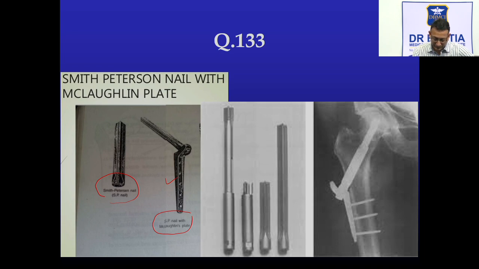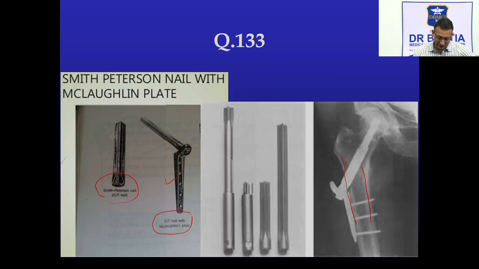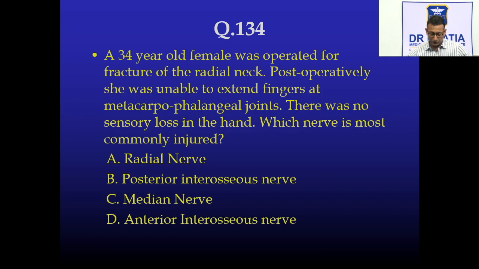Now you can see this nail is not being put into the medullary cavity or medullary canal of this bone. That's why this is not an intramedullary device or nail. So the answer to this question is SP nail, A. A is the answer to question number 133. Okay, the next question is 134. A 34-year-old female was operated for a fractured radial neck.